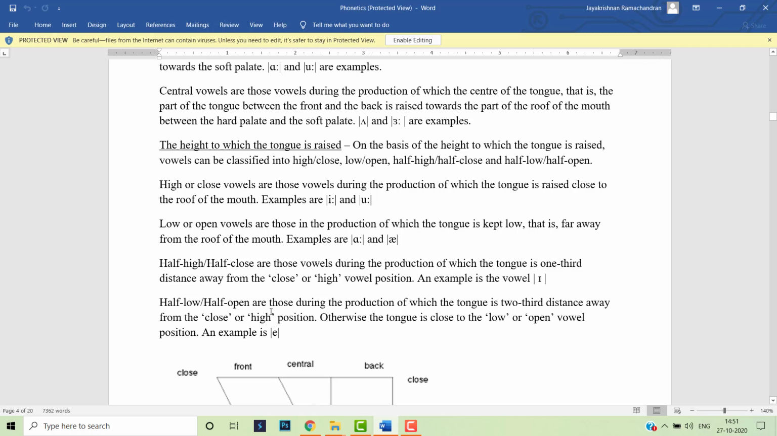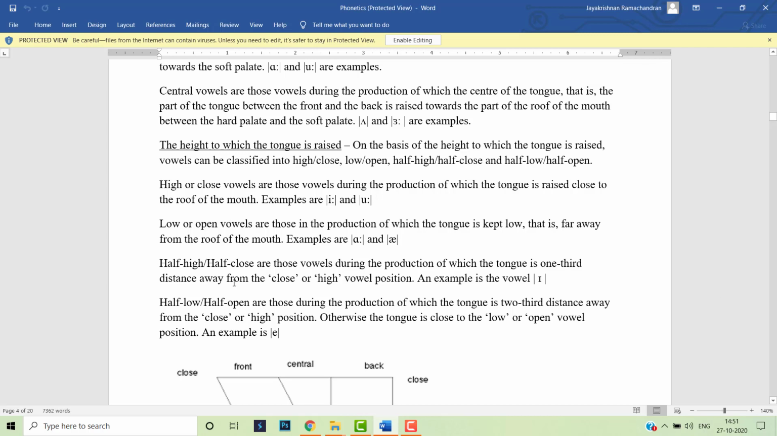Okay, so let's come to the definitions. On the basis of the height to which the tongue is raised, vowels can be classified into 4: high or close vowels, low or open vowels, half high or half close vowels, half low or half open vowels. Now let's look at the definitions of each of these.